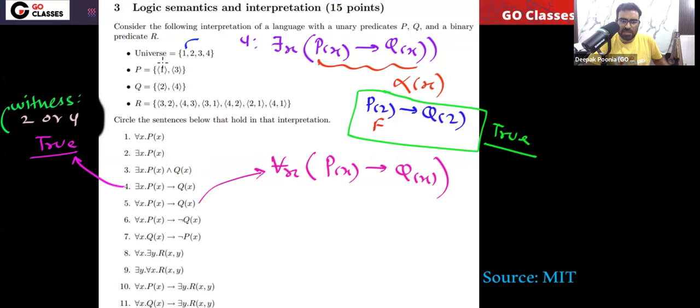Who is the counter example? The counter examples are 1 comma 3. Okay, so you can see that this fifth statement is actually false. And who is the counter example?